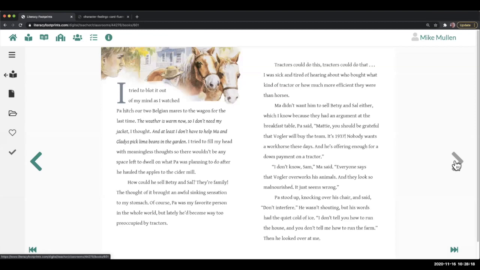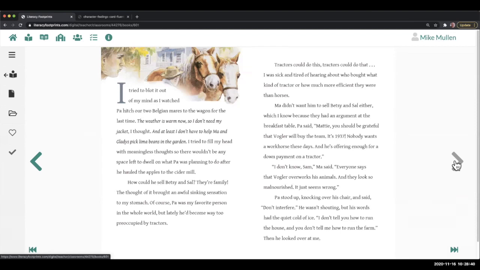Of course, Pa was my favorite person in the whole world, but lately he'd become way too preoccupied by tractors. There's the word, preoccupied. And what is he preoccupied by? What is his mind filled with? The idea of getting a tractor.